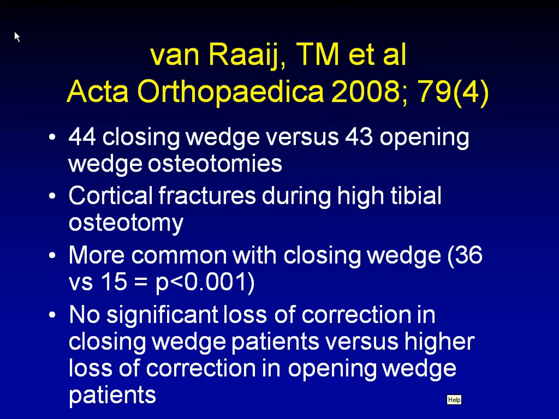Looking at cortical fractures, this paper from Acta Orthopedica looked at 44 closing wedge, 43 opening wedge osteotomies, the incidence of cortical fracture during the procedure. They found that the cortical fractures were much more common with closing wedge osteotomies. In other words, a fracture of the medial cortex occurs very frequently with closing wedge osteotomies. And those of us who do that operation know the reason for that is we're trying to keep a little hinge intact on the medial side to maintain stability. So these are much more common than in opening wedge.